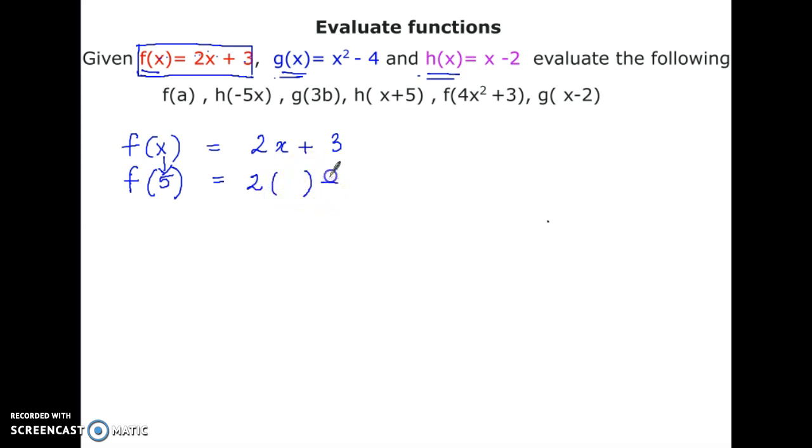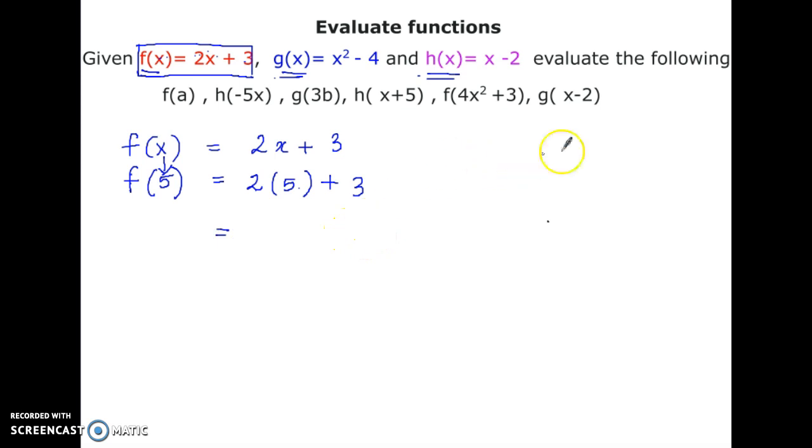I'm not going to write x here. I'm going to rewrite the rule of f here. It's 2x plus 3, but instead of x, I'm going to plug in the new value, or I'm going to replace x by 5. And then I'm going to evaluate it.